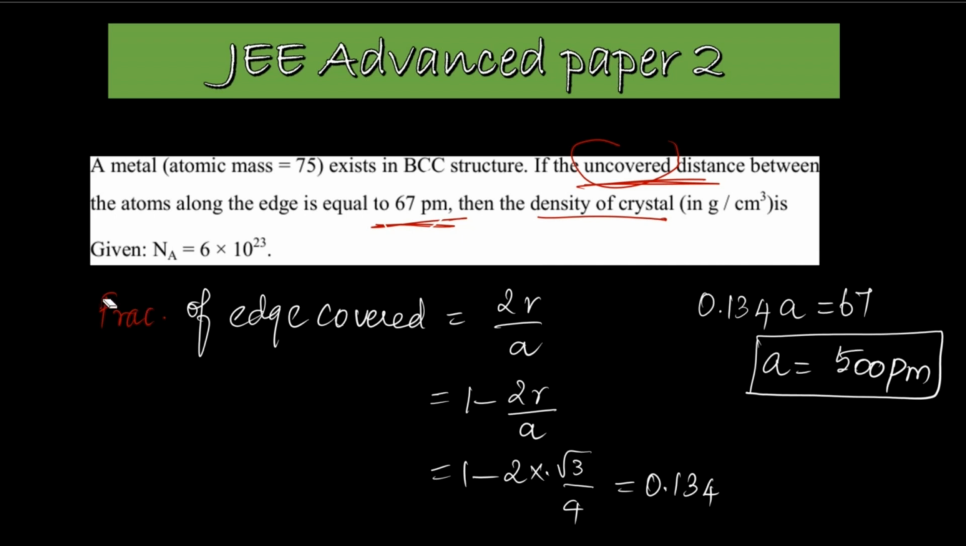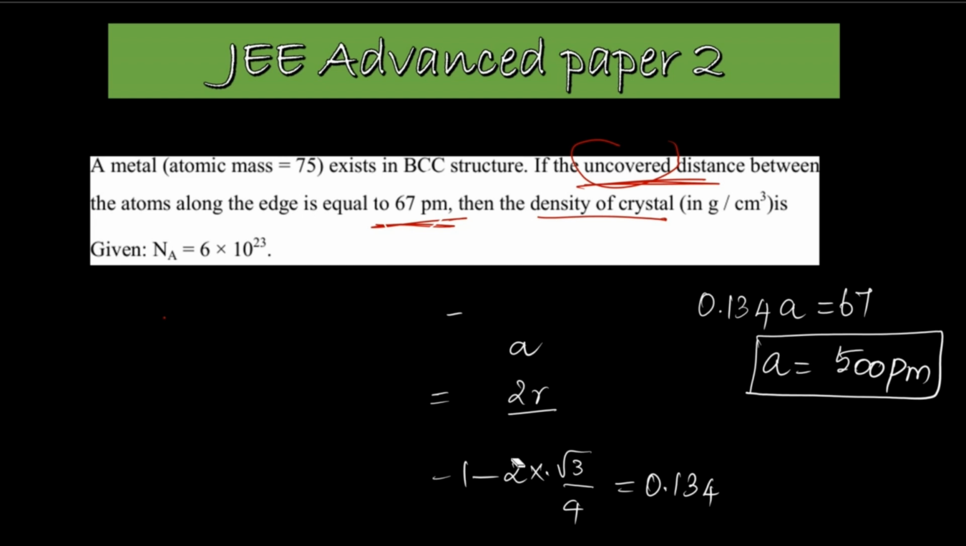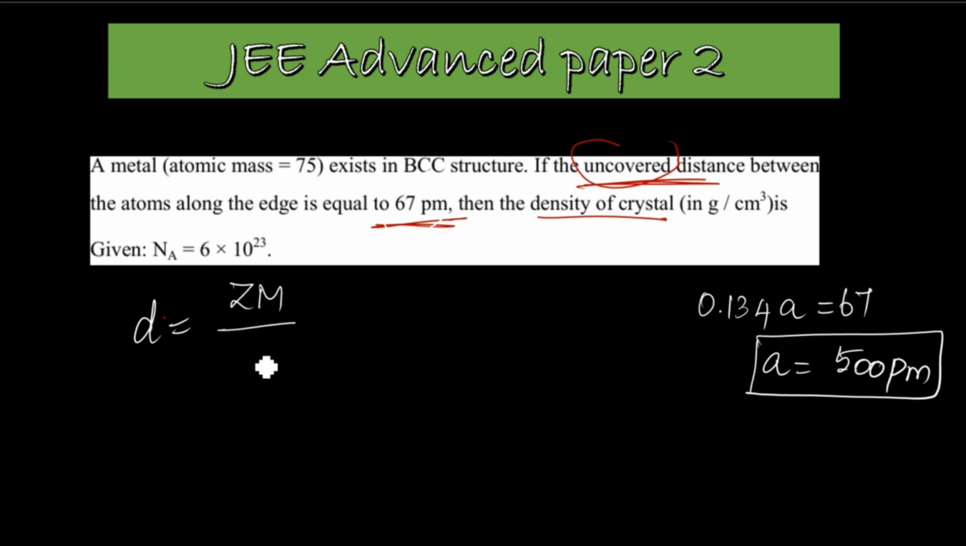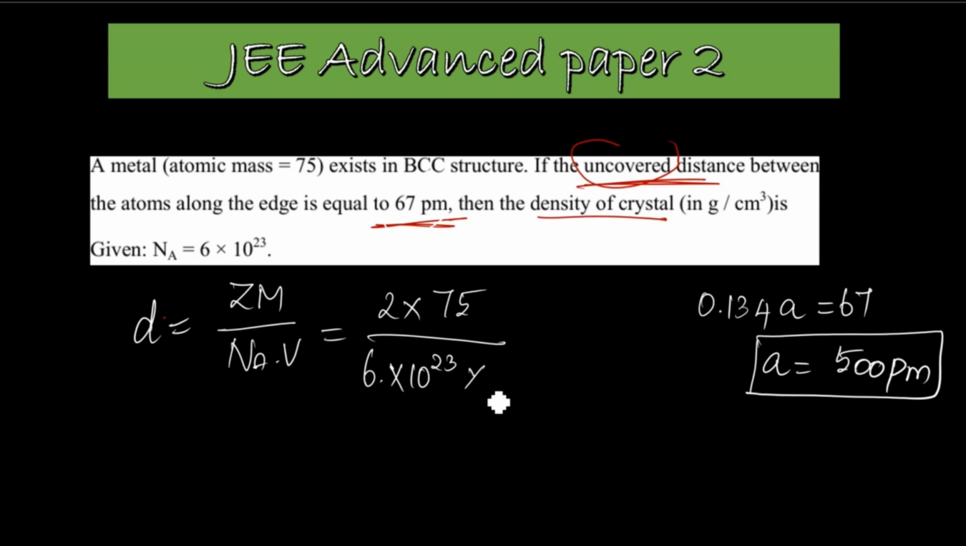So we found A. The next thing we are going to do is find our density. What is the formula for density? Which is very simple, we've already practiced more questions on that. D is equal to Z M by Avogadro number into V, volume. So 2 into, for BCC I took 2, 75, they have given the atomic mass as 75, and Na is 6 into 10 to the power 23. That's what is given over there.